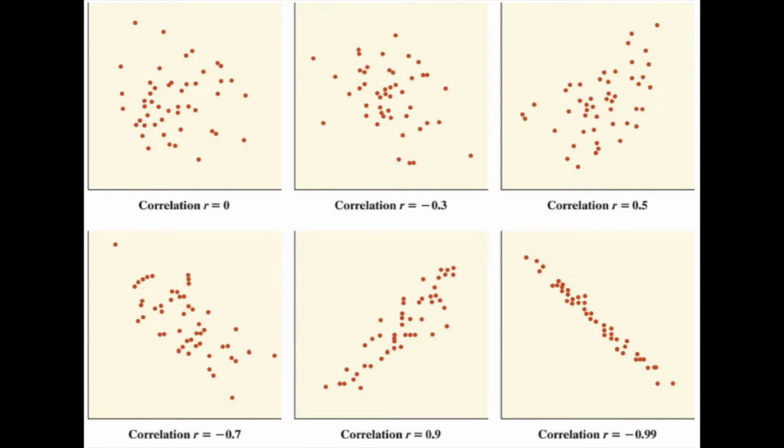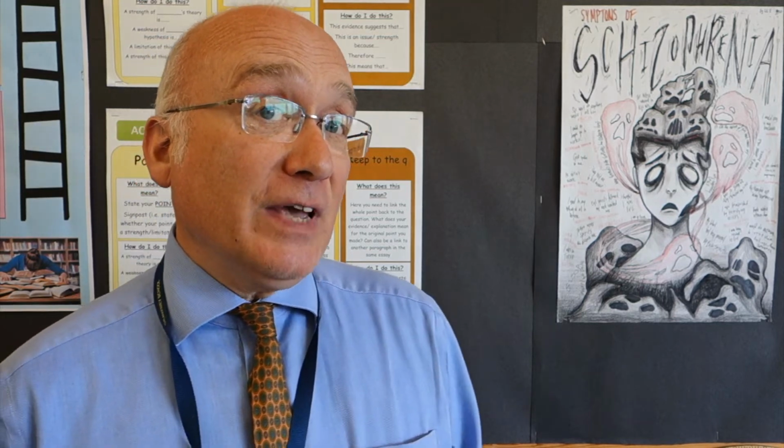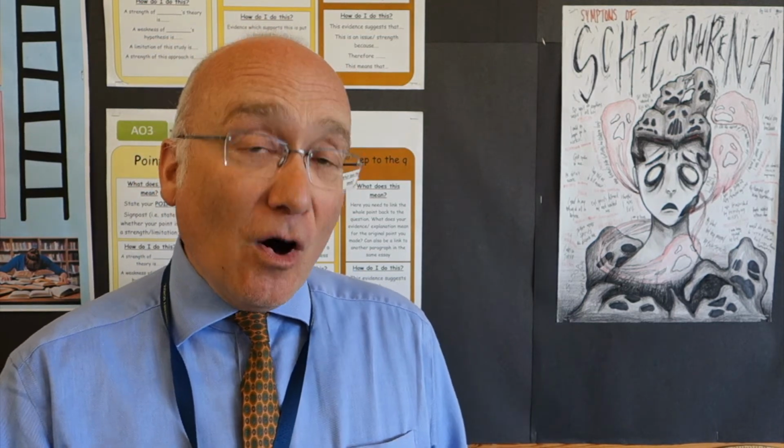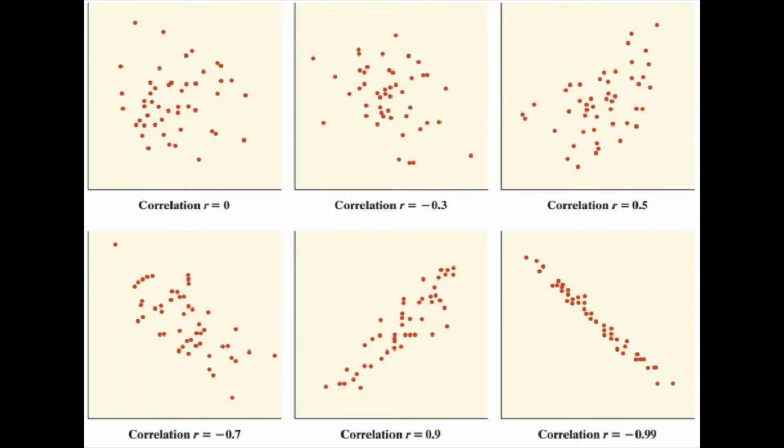-0.7. Now, you can see, in actual fact, that the line of best fit is the same. But there's more variability in this correlation coefficient. It's a less perfect correlation. There's greater deviation from the line of best fit. And equally, the one in the top middle, -0.3, there's even more variability. But the point is, the line of best fit is the same in each one of them. So, R is a measure of the deviation from the line of best fit, and it's a measure of the strength of a correlation.